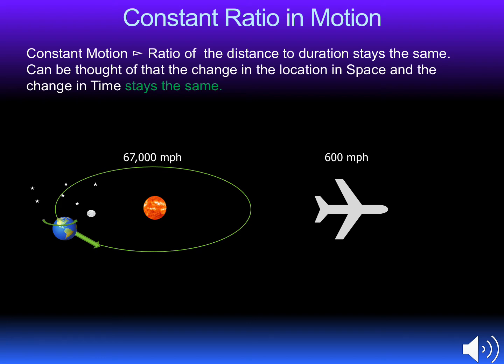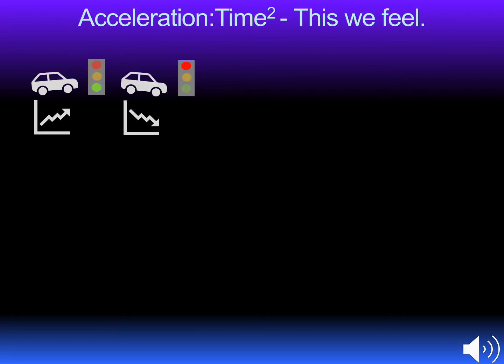And so this is a pretty interesting concept, that we're designed not to be able to detect or feel constant motion. But the moment that this motion changes, we do feel that. And let's look into that a little bit more. So let's talk about acceleration, which in this case is time squared. And this is what we do feel.